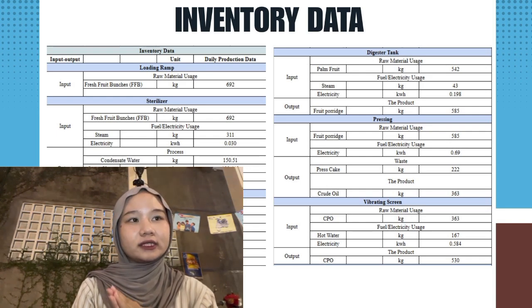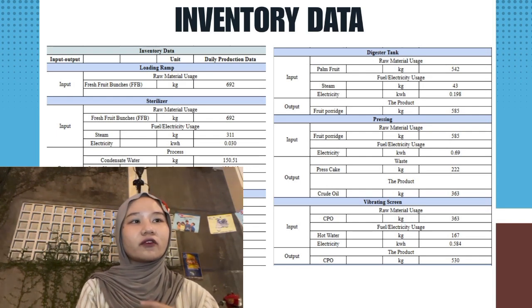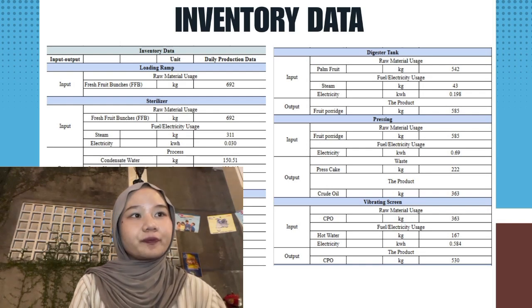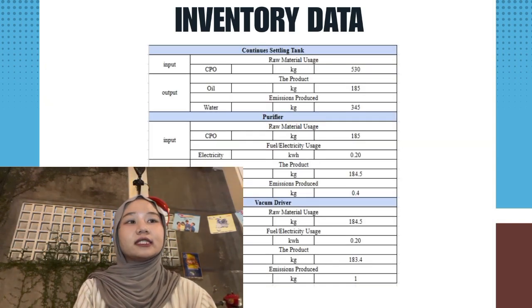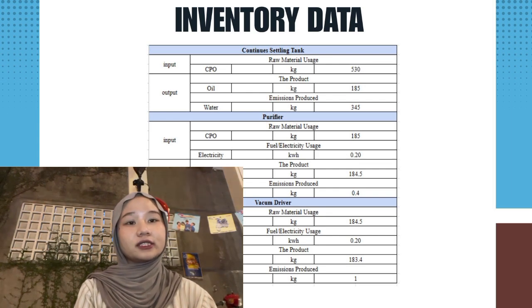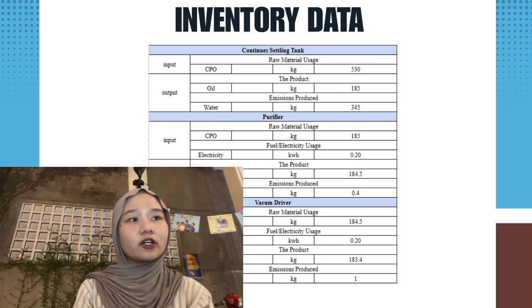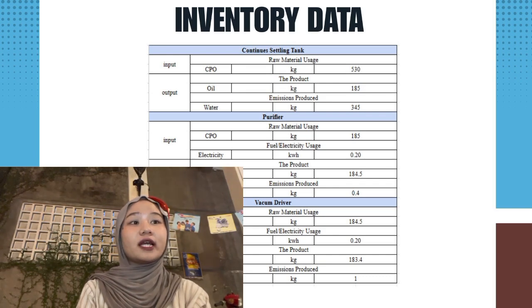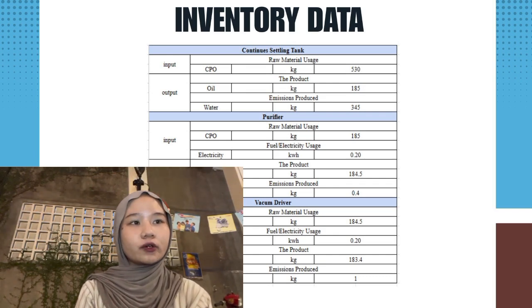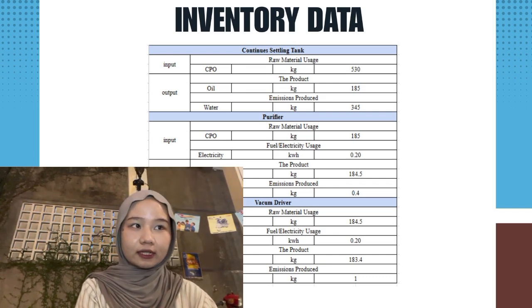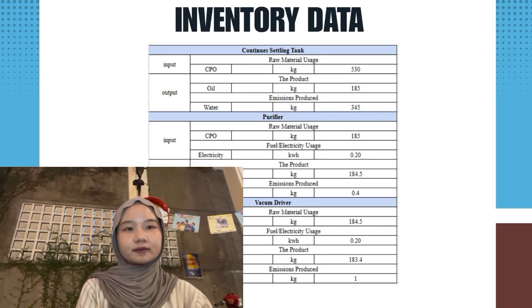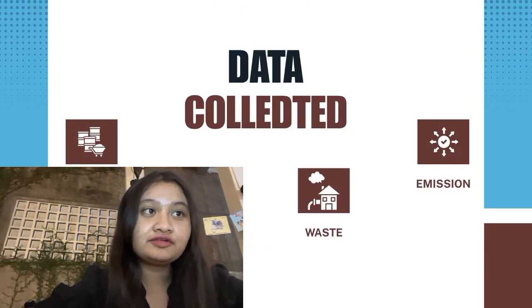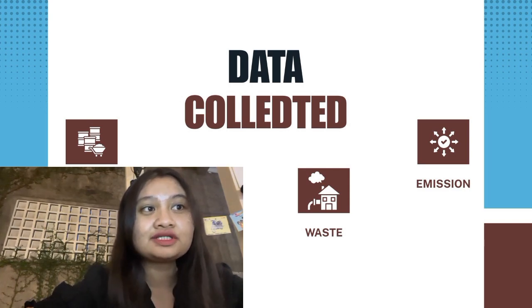The main raw materials consist of fresh fruit bunches, steam, hot water, and electricity. Energy consumption is dominated by electricity usage, while waste streams include hot steam and condensed water. Carbon dioxide emissions are also recorded as part of the inventory data and are used in the impact assessment stage. Based on inventory data, we can collate 4 types of data.